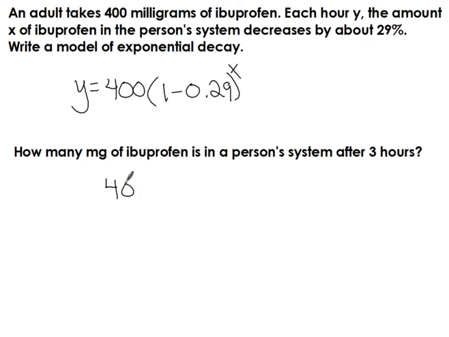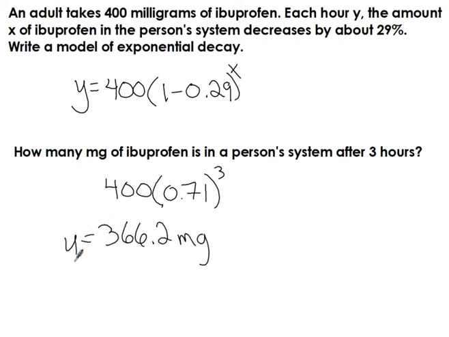Okay, if I want to figure out how many milligrams is in a person's system after 3 hours, I'm going to take 400 times 1 minus 0.29, and that's 0.71, and I'm going to raise that to the 3rd power. Okay, multiply that by 400, and that means that they're going to have 366.2 milligrams of this ibuprofen in their system after 3 hours.